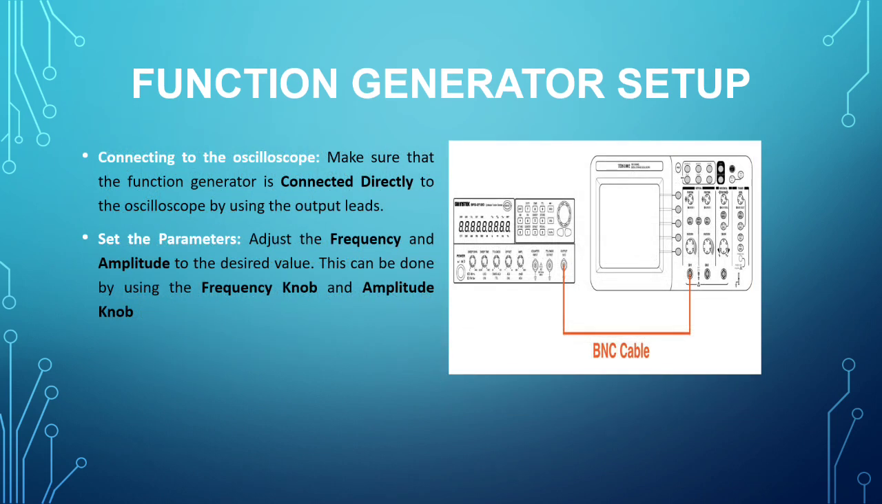Make sure that the function generator is connected directly to the oscilloscope by using the output leads. Adjust the frequency and amplitude to the desired value. This can be done by using the frequency knob and amplitude knob.